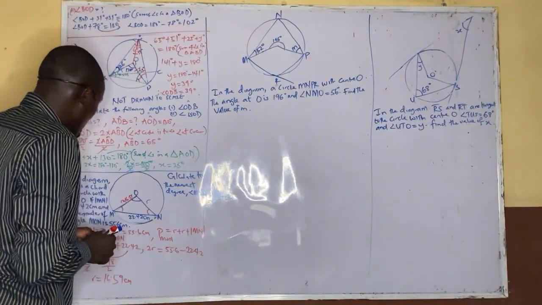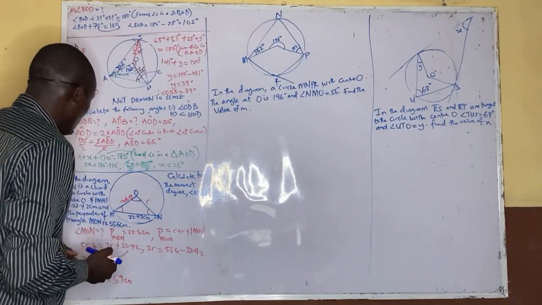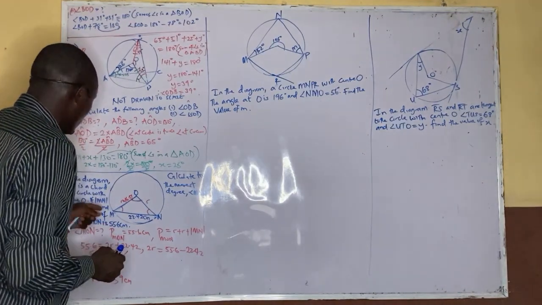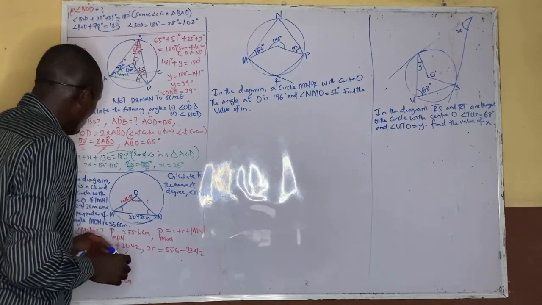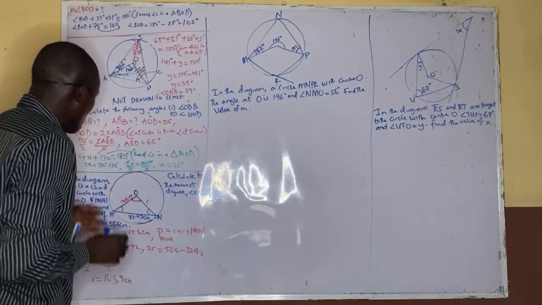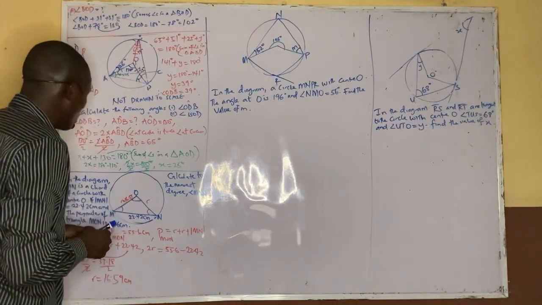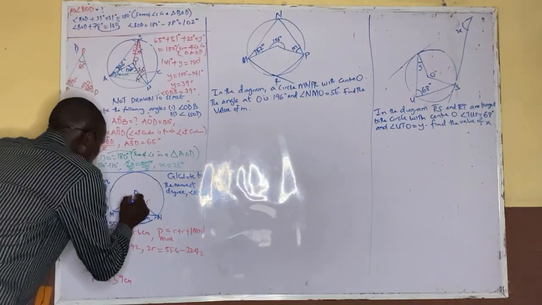And how do you get the angle? You can easily use the length of your chord to get it, or you can easily use Pythagoras theorem. Now, how do I use Pythagoras theorem? Pythagoras theorem is very simple.